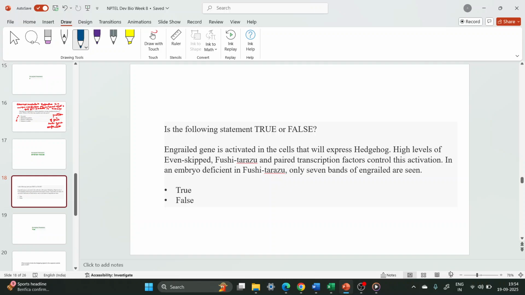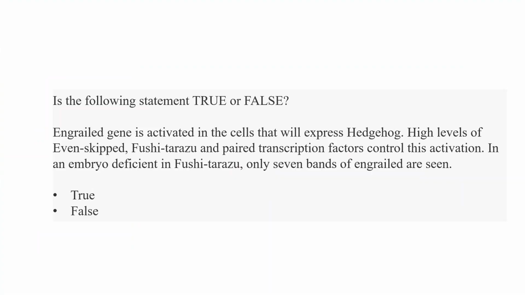Next question. Is the following statement true or false? Engrailed gene is activated in the cells that will express hedgehog. High levels of even skipped, fushi tarazu and paired transcription factors control this activation. In an embryo deficient in fushi tarazu, only 7 bands of engrailed are seen. Is it true or false? Tell me. 2 minutes.